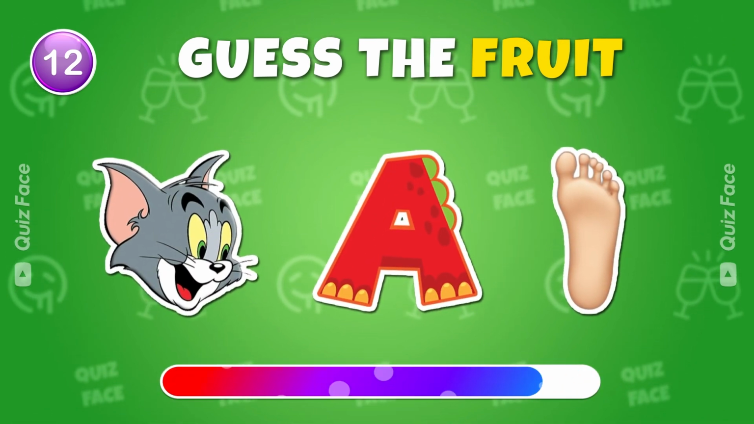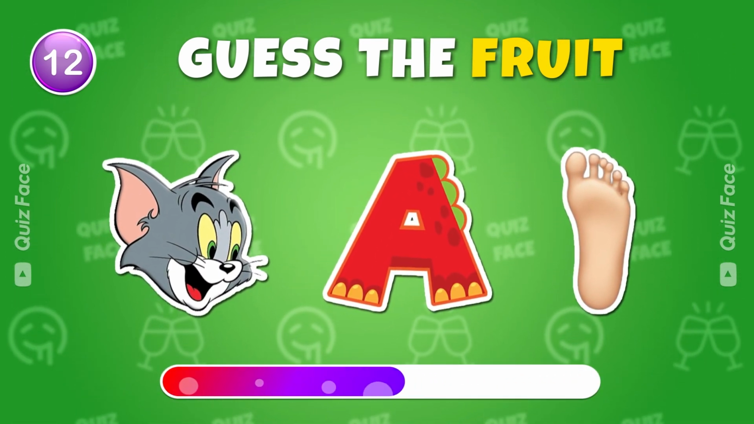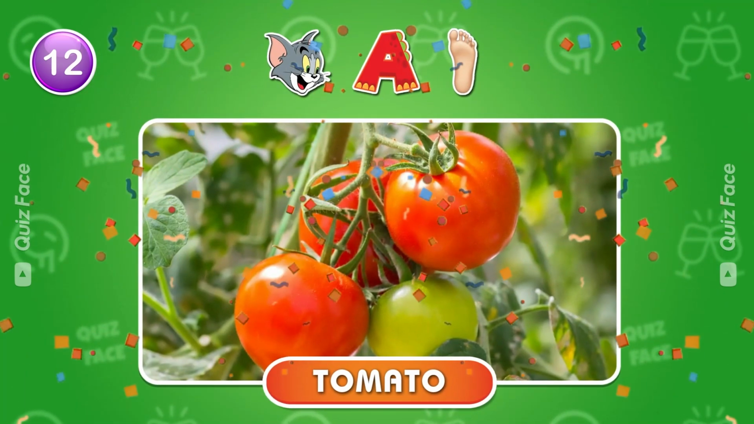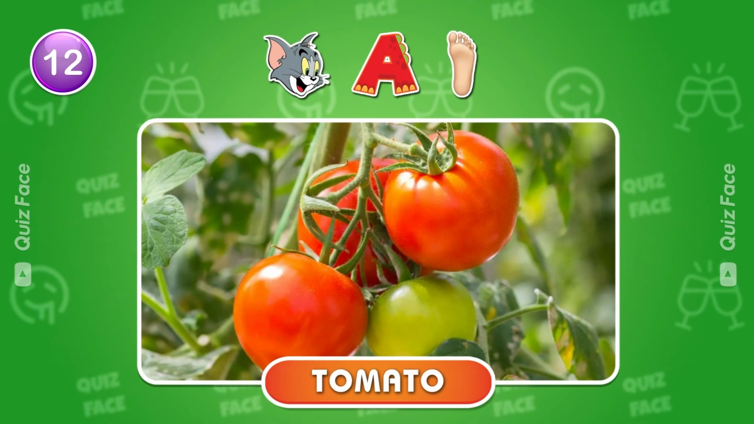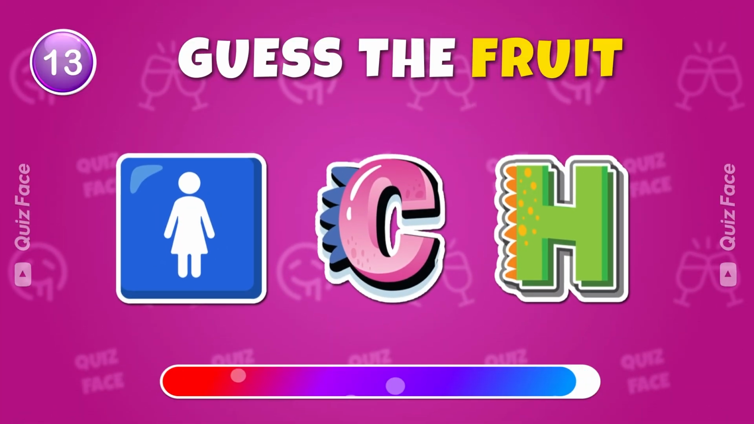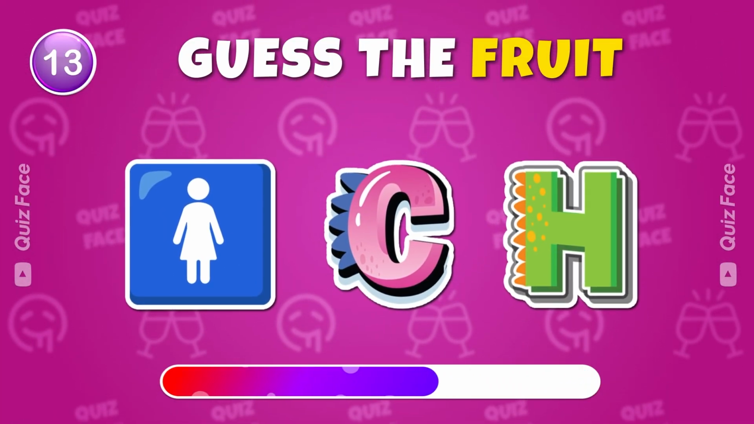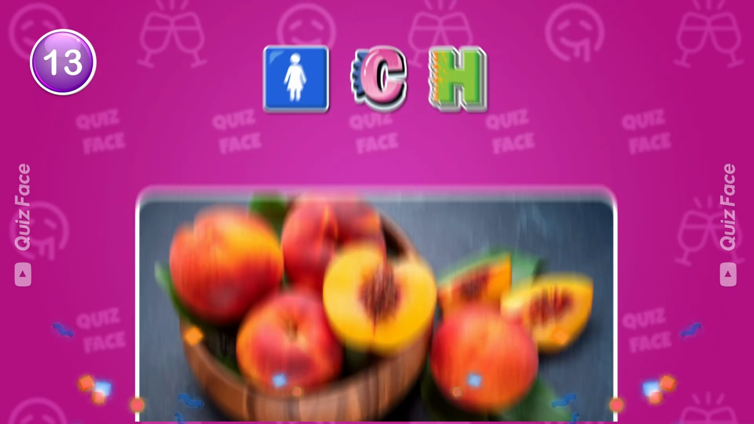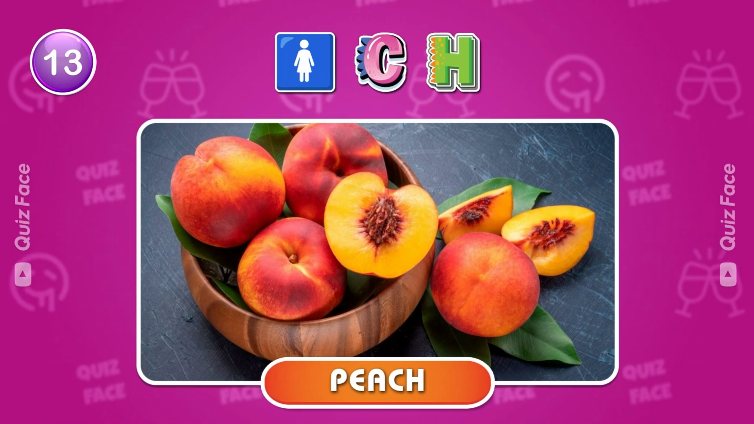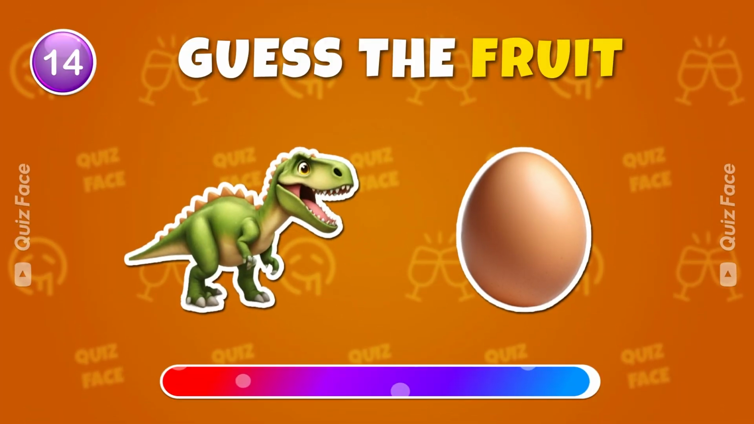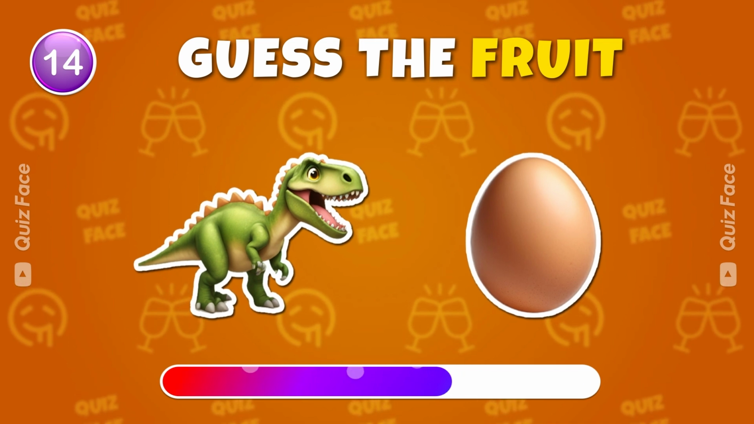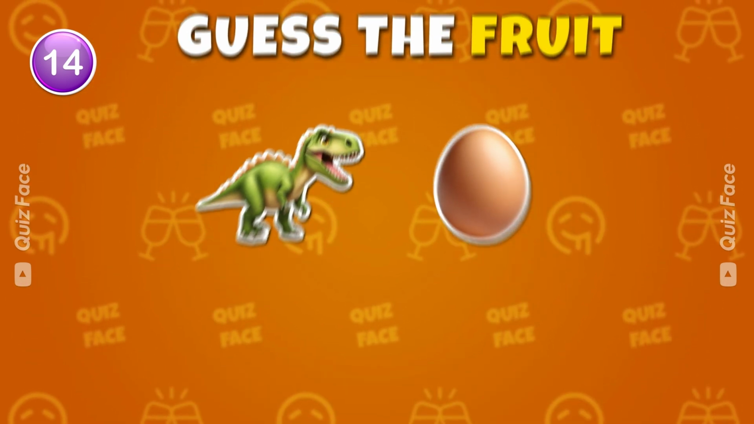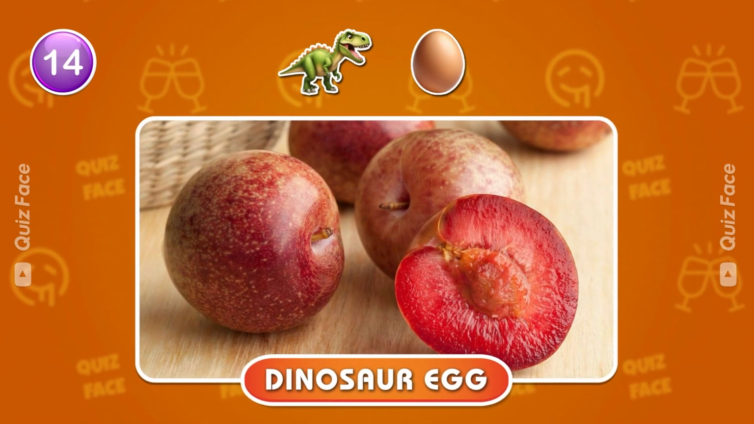Can you figure out the fruit that's shown in these emojis? Tomato. Can you identify the fruit from these emojis? Peach. What is the fruit represented by these emojis? A dinosaur egg.